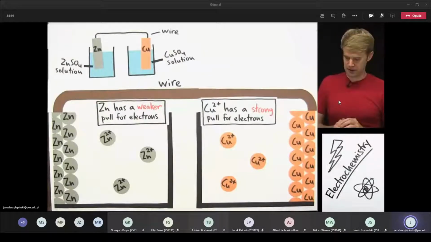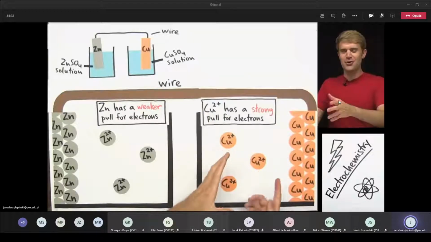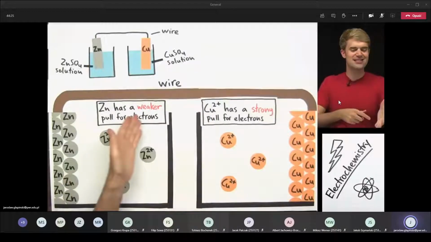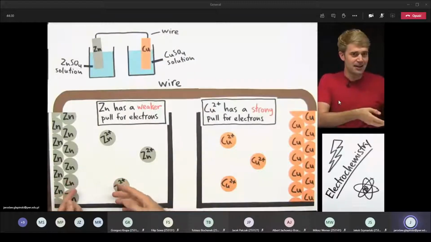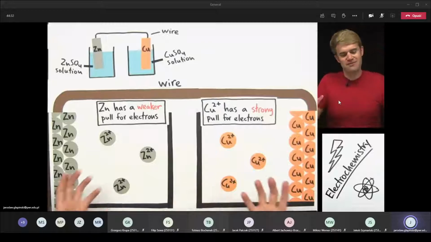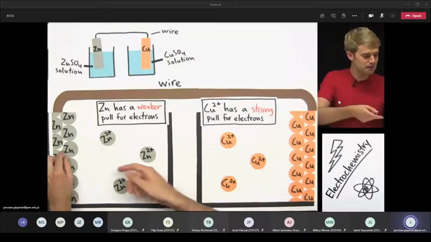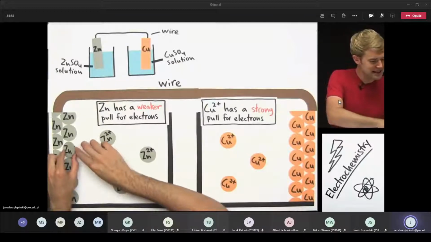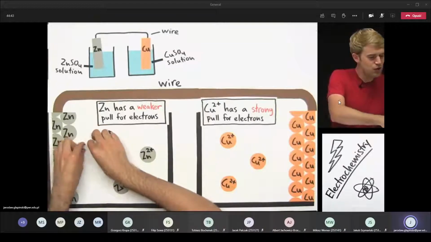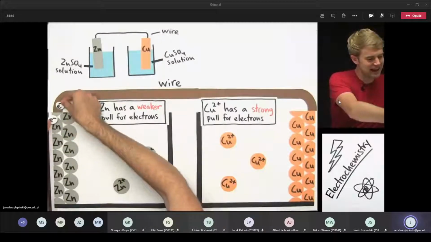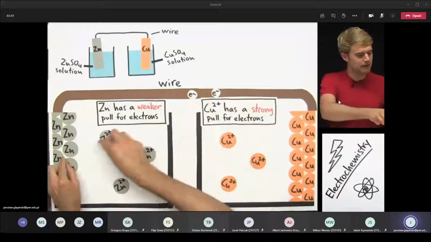Let me show you how this happens. So Cu2+ really wants electrons. So it's kind of like it calls over here to zinc, which has a weaker pull on the electrons, and says, hey, zinc, give me some of your electrons. And zinc's kind of weak, so it's like, oh, okay. And what happens is, let's say this zinc atom here gives away 2 of its electrons. And these electrons enter the wire and move towards the copper.